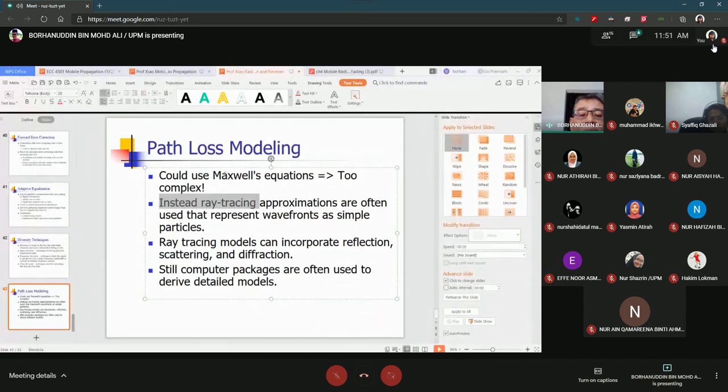Instead of representing wavefronts using Maxwell's equations, which are very complex, instead we can use ray tracing, which is like a torchlight. Ray tracing models can incorporate reflection, scattering, and diffraction. And still, computer packages are often used to derive detailed models. So we'll see some of these packages. Hopefully, maybe MATLAB also has it. We will have to use some of this for part of your course.